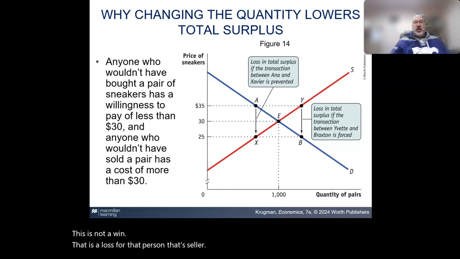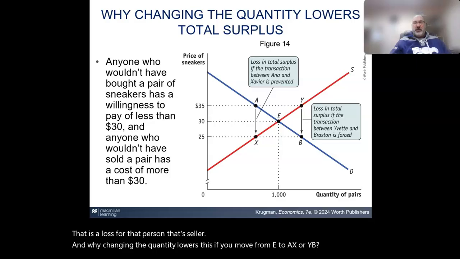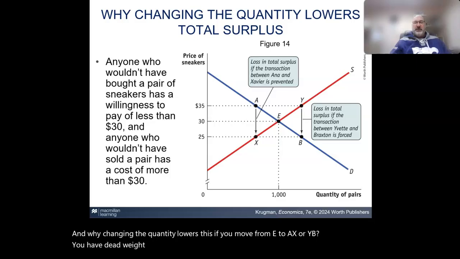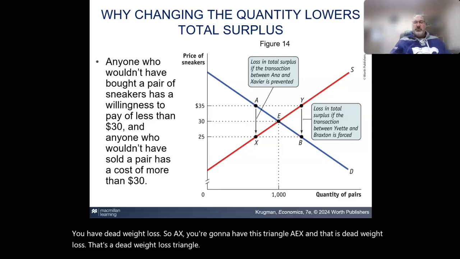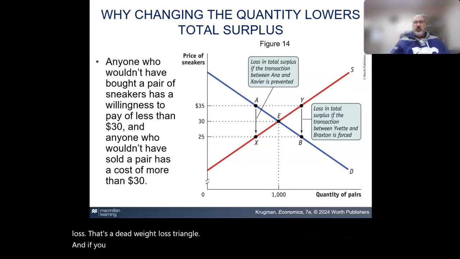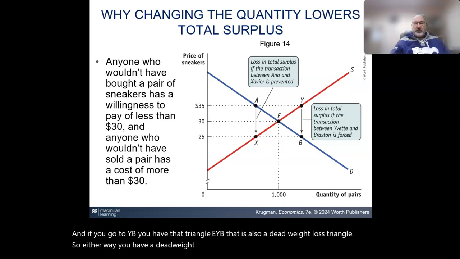And why does changing the quantity lower this? If you move from E to AX or YB, you have deadweight loss. So AX, you're going to have this triangle AEX, and that is a deadweight loss triangle. And if you go to YB, you have that triangle EYB. That is also a deadweight loss triangle. So either way, you have a deadweight loss triangle. You're not going to be in a good position.